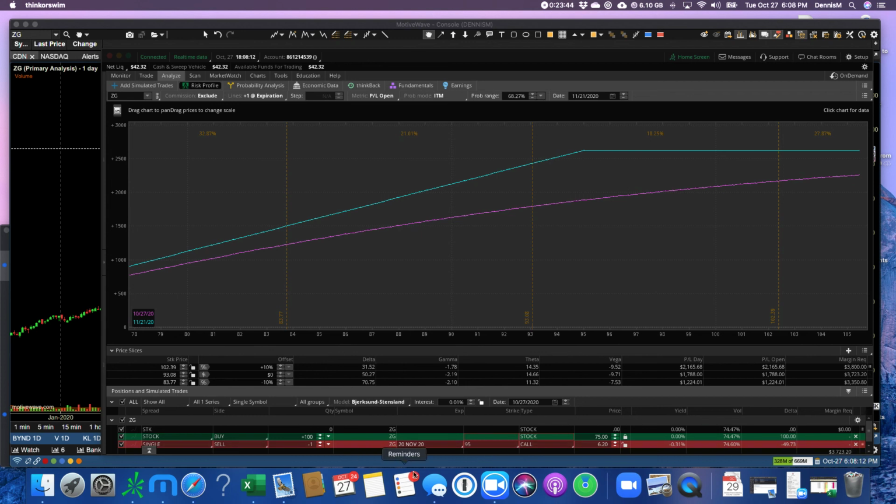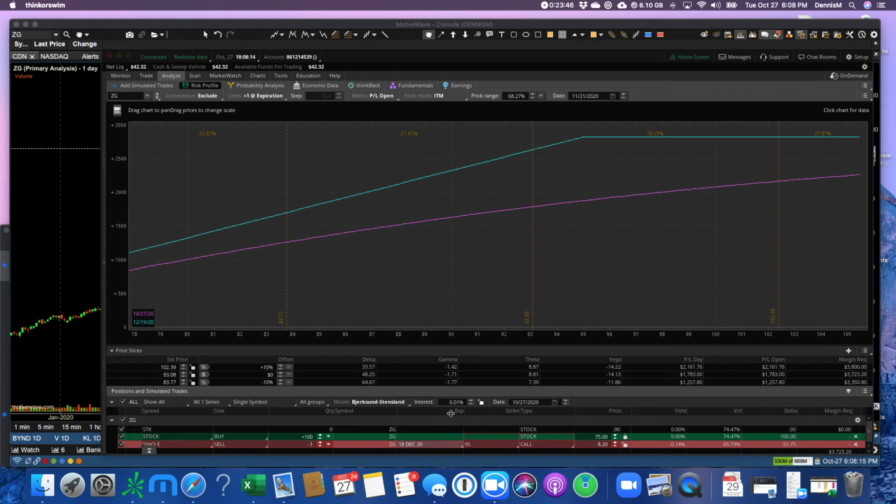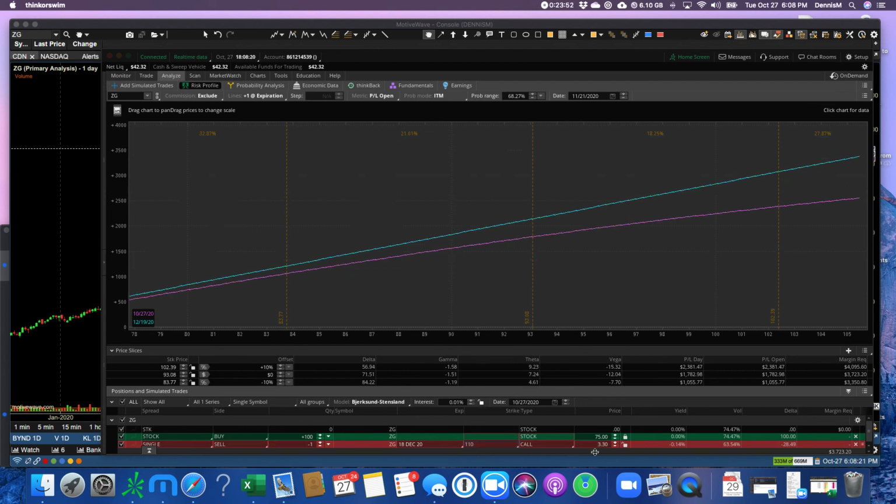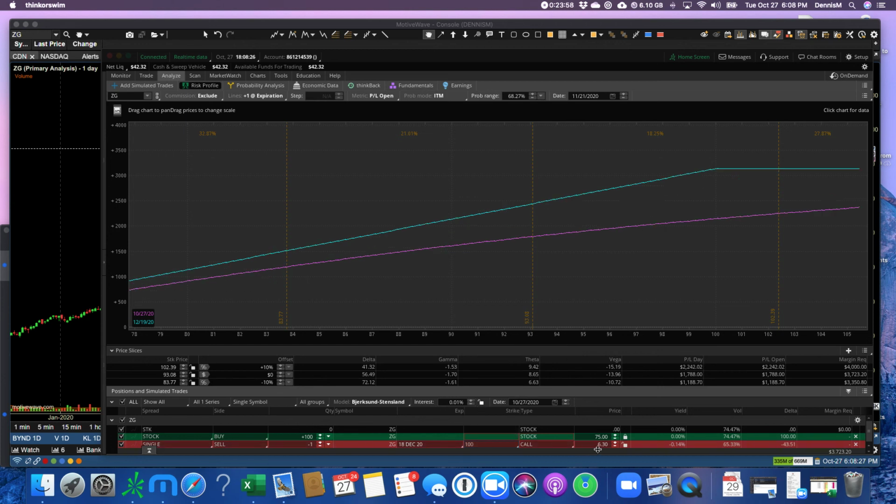You could sell a December, which is further out, 110 for $3.30. Or you could sell a December 100 for $6.30. Now your profit at expiry for that same 100 shares would be $3,130. This blue line up here, and you can see the number is right down here in this corner. It's going to be $3,130. If the stock in December is not $100, you get to keep the $630.